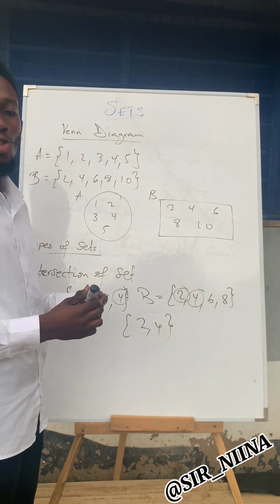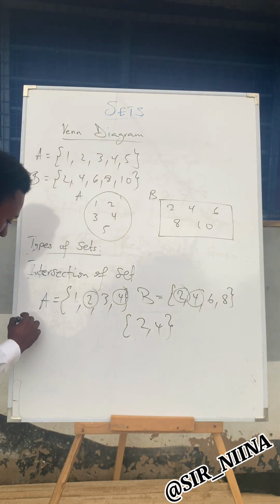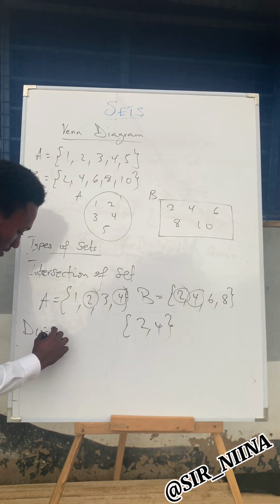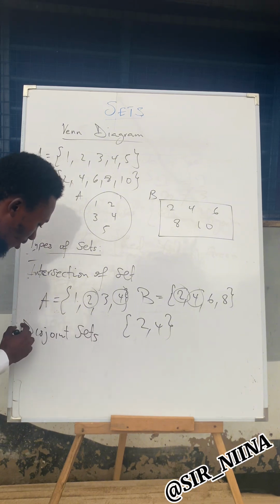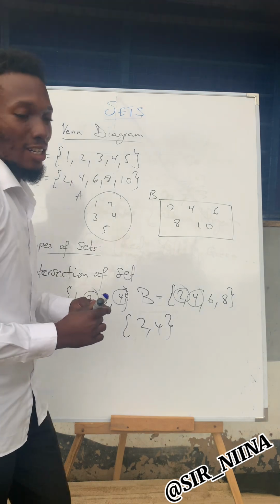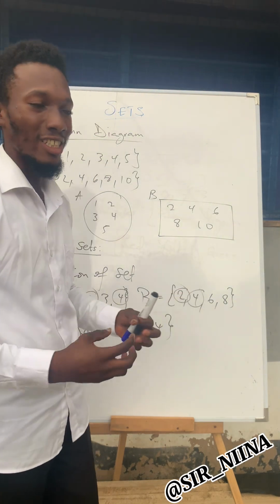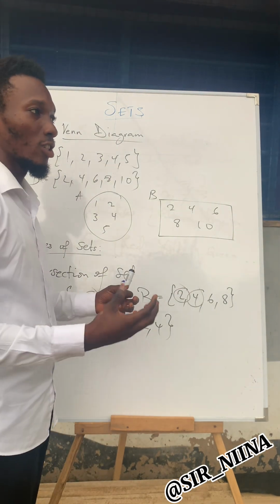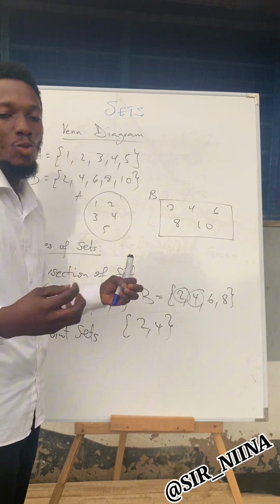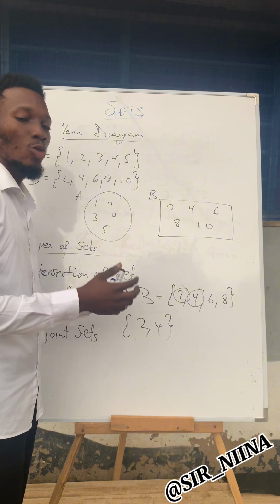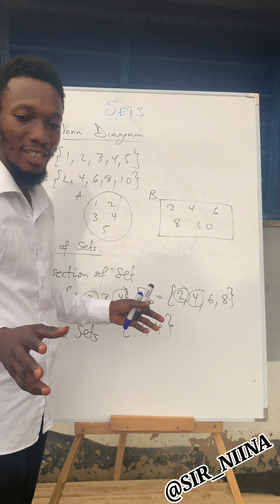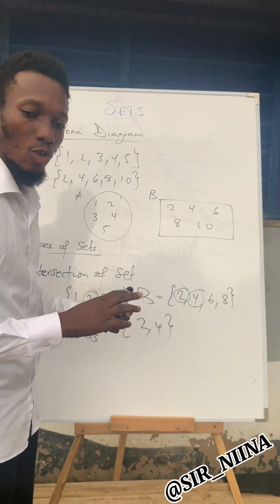Now when we talk of disjoint sets, as the name implies, they are not joined together. It means they have nothing to do with each other. So the elements in one set totally differ from the elements in the other set. They have nothing in common.